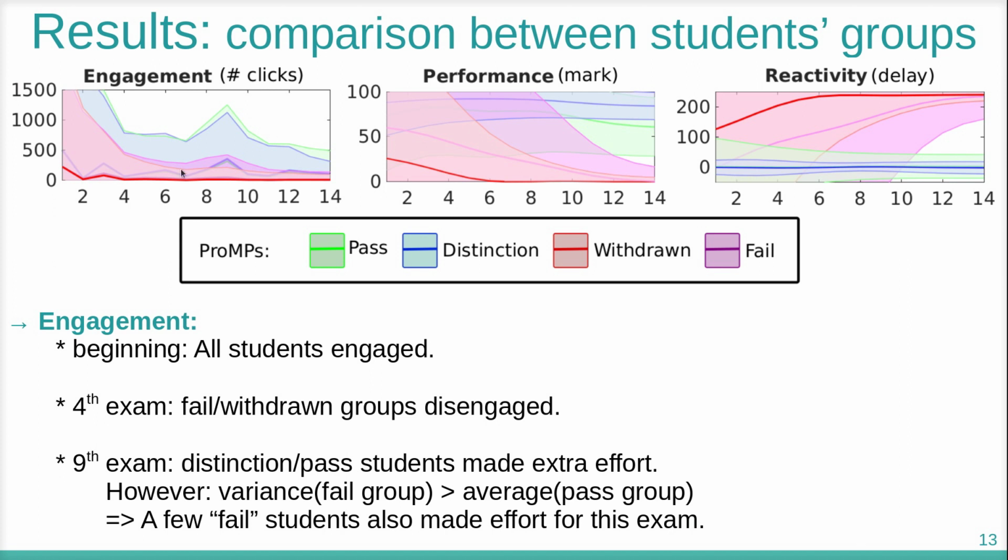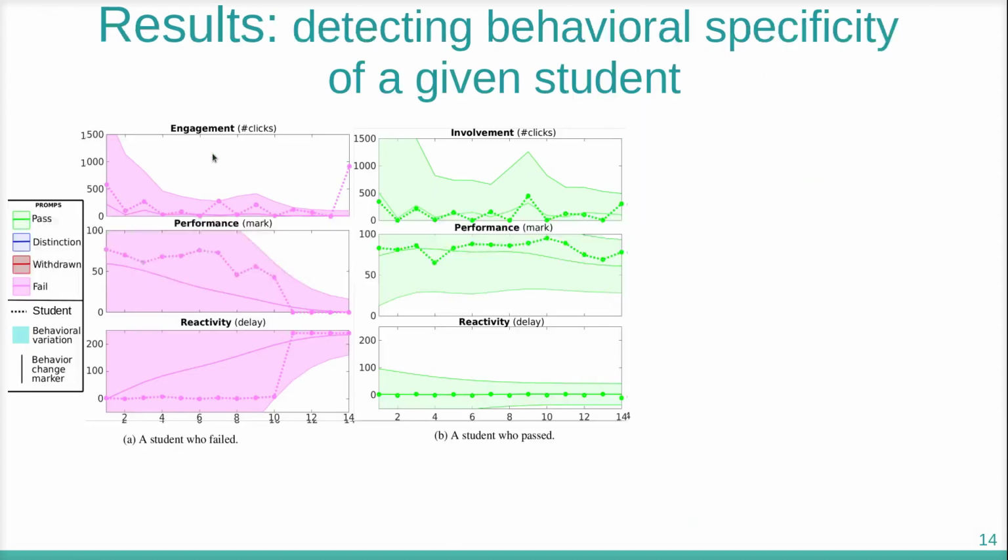About the engagement, we can also see here that at the beginning all students were engaged. By the fourth exam, the fail and withdrawn groups disengage, with a mean at 0. And for the 90th exam, the distinction and pass groups made extra effort. However, the variance of the pink fail group is higher than the mean of the pass and distinction groups, showing that a few failed students also made an effort for this exam.